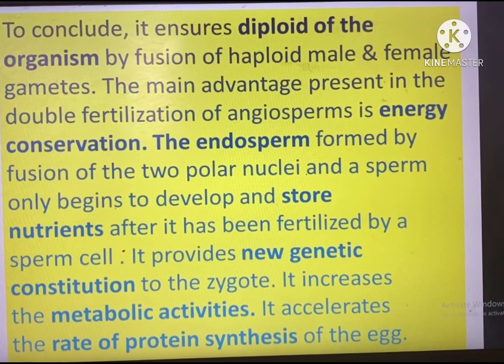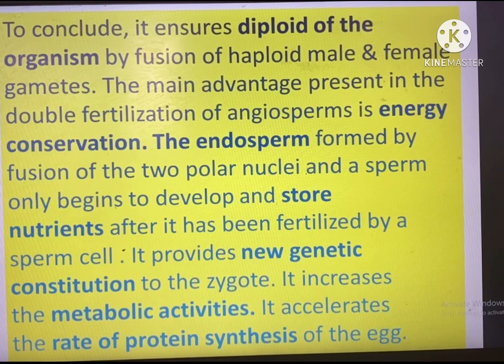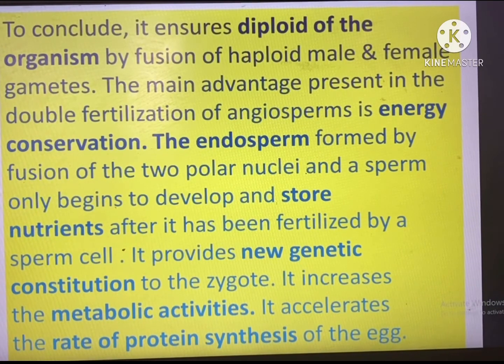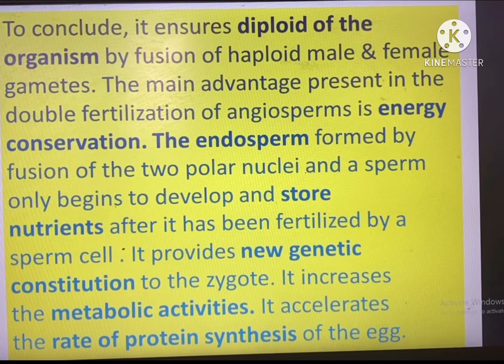To conclude, we may make the last segment by the conclusion. It ensures the diploid condition of the organism by the fusion of haploid male and female gametes. The main advantage of double fertilization in angiosperms is energy conservation. The endosperm formed by the fusion of the two polar nuclei and a sperm only begins to develop and store nutrients after it has been fertilized by a sperm cell.